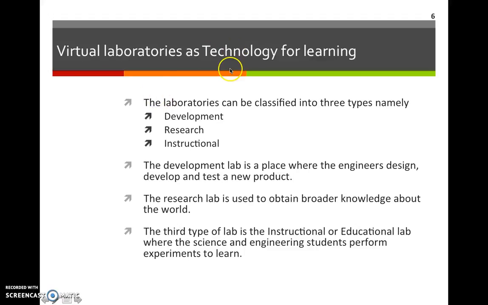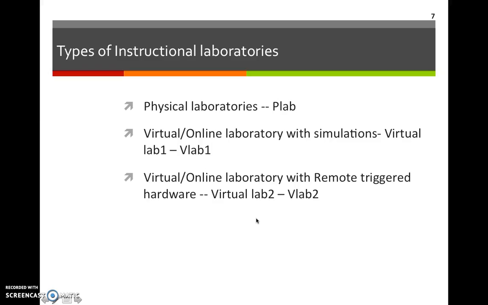Now when we say virtual laboratory as a technology for learning, the laboratories are classified into 3 types: development, research and instructional. The development lab is a place where the engineers design, develop and test a new product. The research lab is used to obtain broader knowledge about the world. These labs have been existing since many years. The third type of lab, the instructional or educational lab, is where science and engineering students perform experiments to learn. This again has been used in science and engineering since ages, and virtual laboratory is a very recent technology.